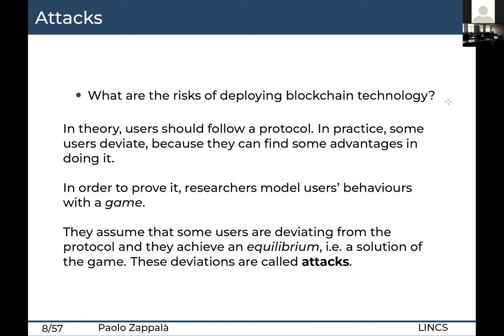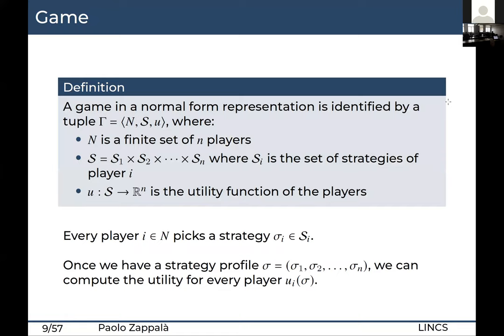Let's go a bit into the details of the technical part. So we consider a game in the normal form representation, which is the easiest one to deal with, in which we have a set of players, possibly a finite set, and each player has a set of strategies she can choose. So for instance, take an easy game: rock, scissors, and paper. We have two players, and I as a player have a set of strategies that has three elements: rock, scissors, and paper. Everyone has a set of strategies, and we imagine that one can pick a single strategy. This is the easiest case. So for instance, I take rock and you take paper.